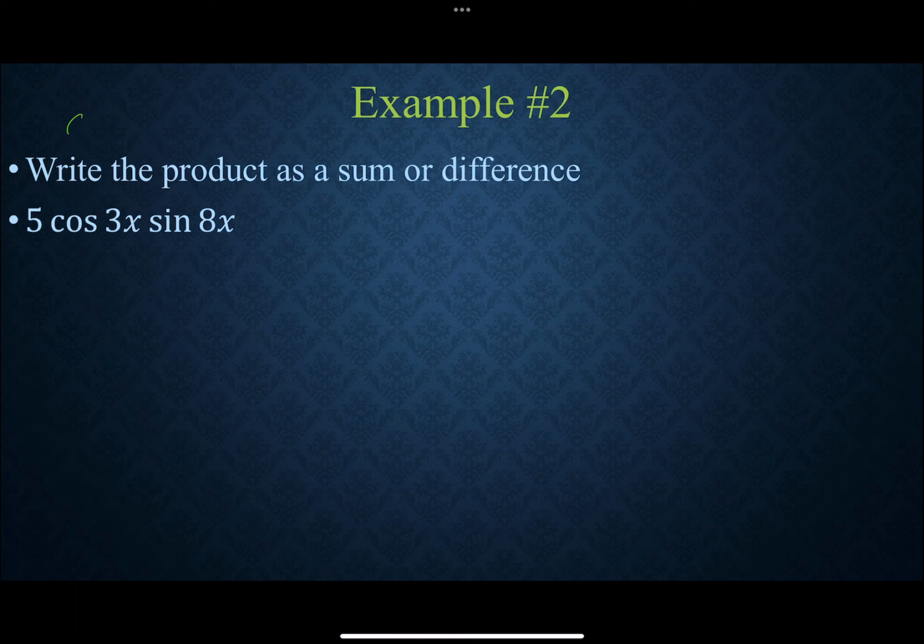So here, this is our cosine A sine B formula. So this is now, again, the 5 on the outside, 1/2. And then we're doing sine of the two angles added together. So this one's algebraic, but it's still the same process, 3x plus 8x. Then minus sine of 3x minus 8x now.